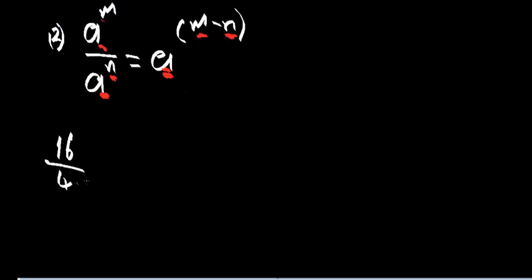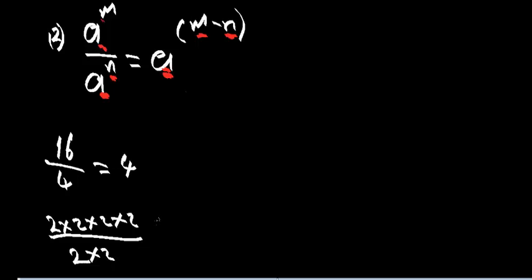We want to explain this law further. Supposing that I have 16 divided by 4, this one basically will give me 4. Now we can rewrite the 16 in terms of 2 as 2 times 2, that is 4, times 2, 8, times 2, 16. Then the 4, we can write it as 2 times 2, that is in terms of 2. Then equal to 4. That one too, we can write it as 2 times 2. Right.